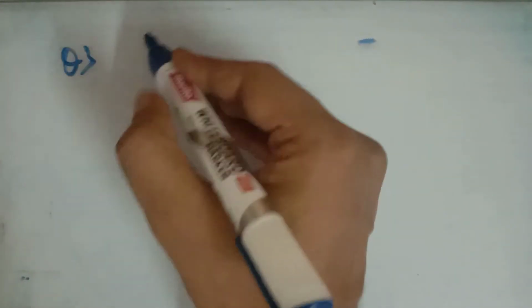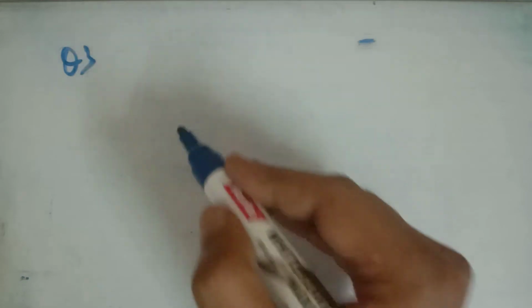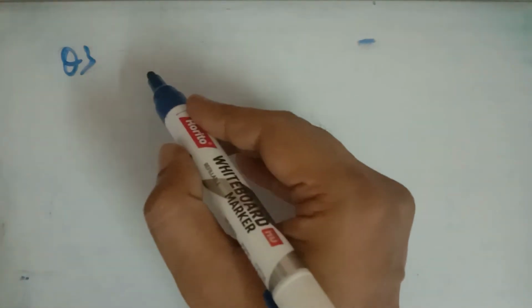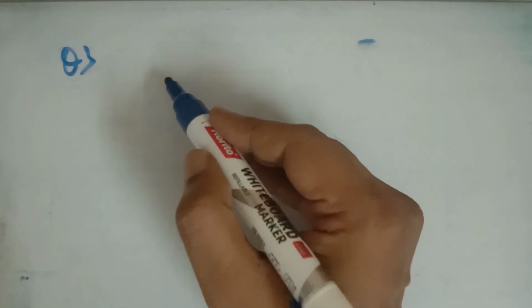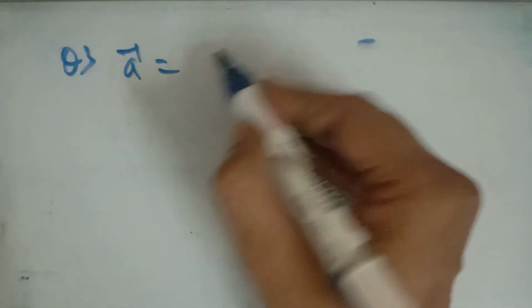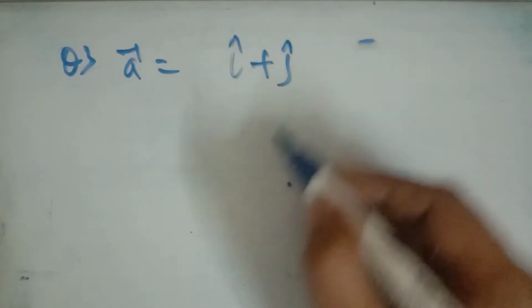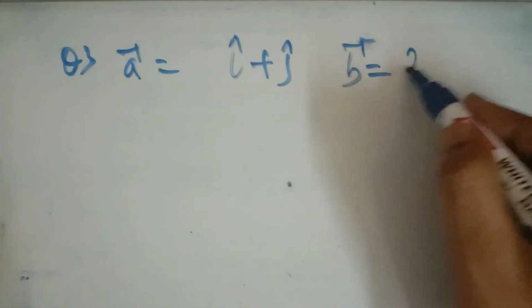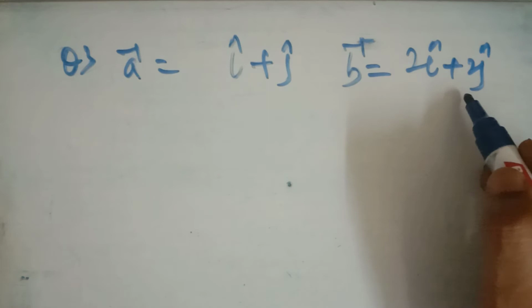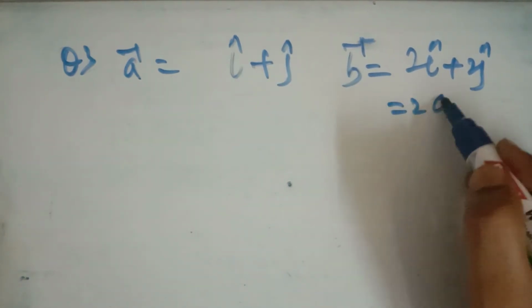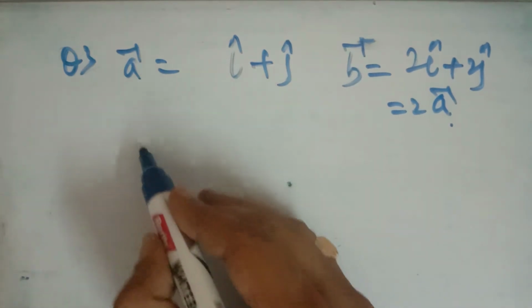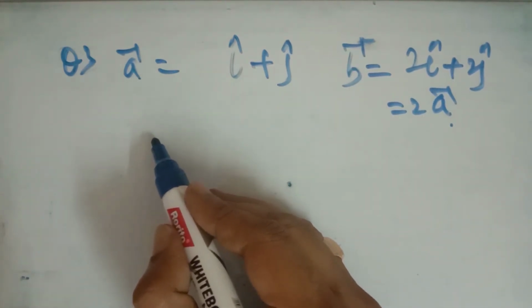Now in question number 3, you have to write two different vectors having the same direction. In this also the answer can vary. Let us take a vector a as i plus j, and if I take this vector b as 2i plus 2j, I have multiplied with 2. So it will be 2 times vector a. It will have the same direction but different magnitude.